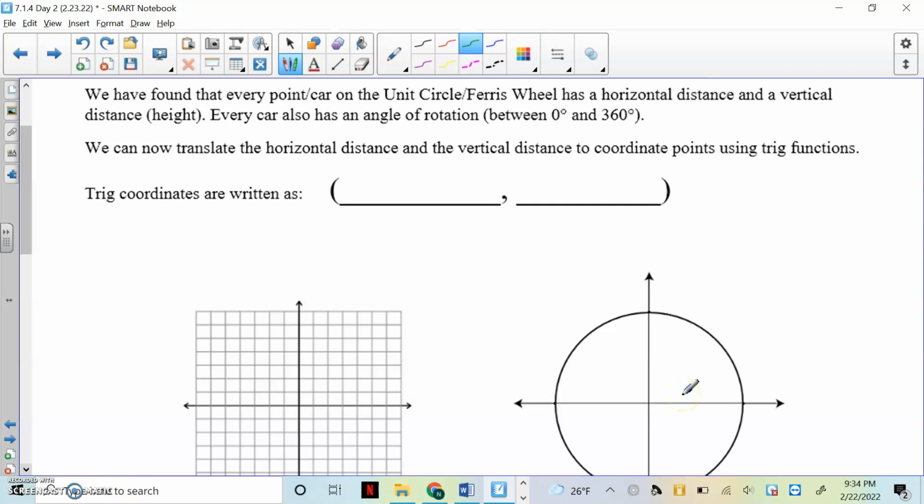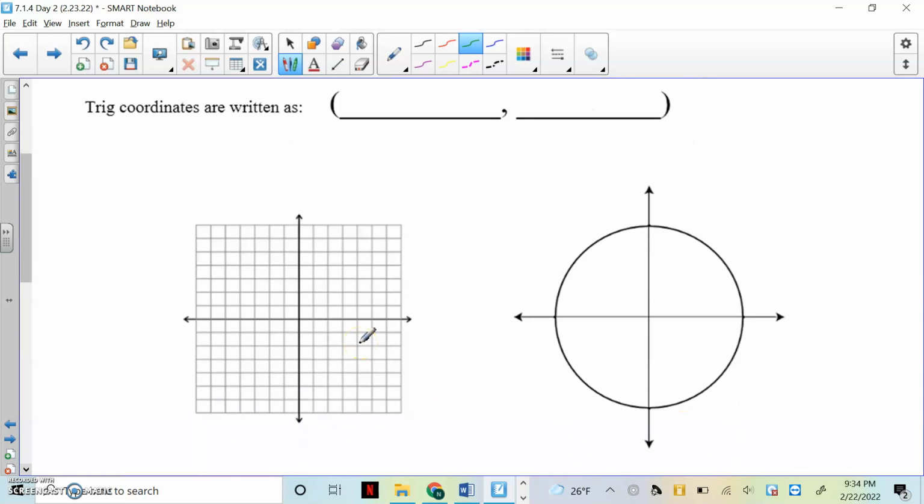So if you kind of imagine a point on a graph, right? Let's say we had some random point like this one right over here. We know that the horizontal distance is going to be the x-coordinate and the vertical distance is going to be the y-coordinate. So the coordinates of this point are 3, 4. Alright, because the 3 is the horizontal distance and the 4 is the vertical. You guys all know how to do that.